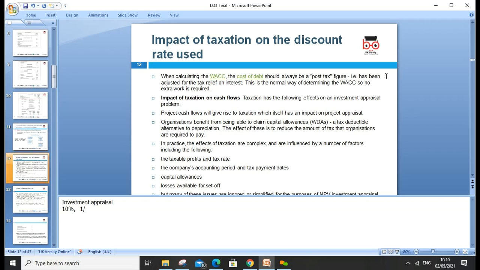So the formula is 1 divided by 1 plus R, so we can work out the real value of the money we receive. R represents the discount factor. If we say 10%, we can say 0.1. So if you do 1 divided by 1.1, you can see what will come.